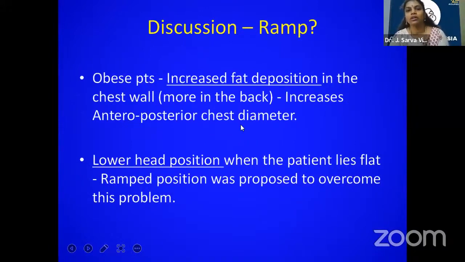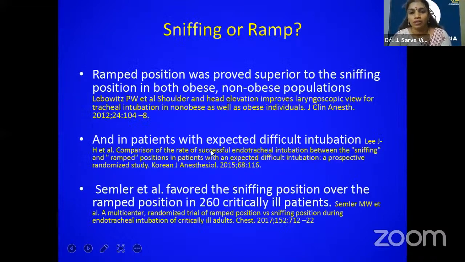But such a position, when adopted in obese patients, doesn't result in a sniffing position because of the increased fat deposition in obese patients, which increases the anterior posterior chest diameter. They achieve a lower head position with just a pillow placed under the occiput. So in order to achieve a clear position to align all the 3 axes, the ramp position was proposed to overcome this problem. This ramp position was proved to be superior to the sniffing position in both obese and non-obese populations in the study done by Lebowitz et al.